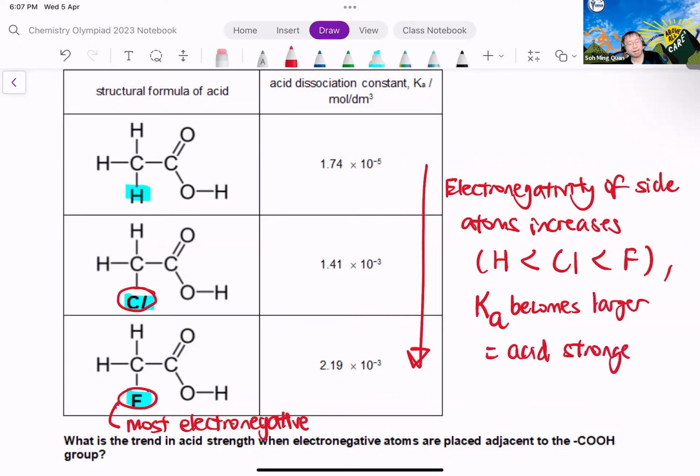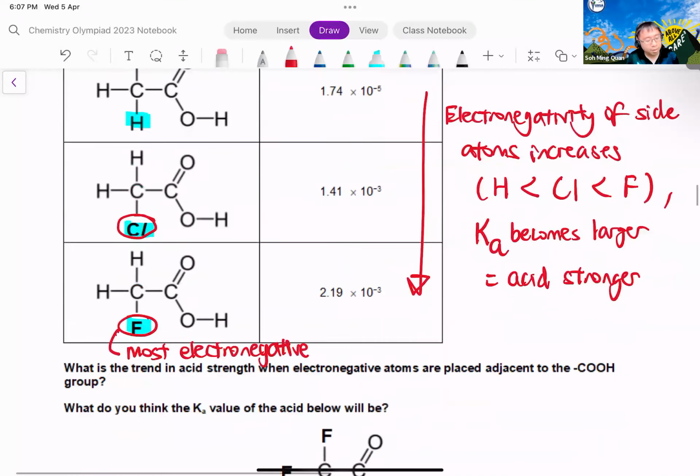So do you realize that by substituting H for Cl or H for F, the acid becomes stronger? Okay, and that's the trend. So again, you don't have to know the reason why. You can study the reason why later on when you do more chemistry, but this is a trend.